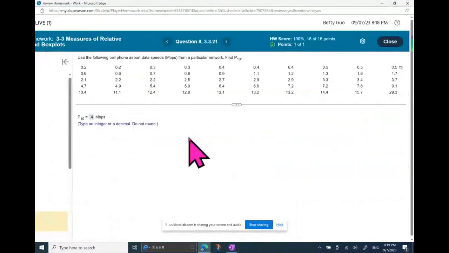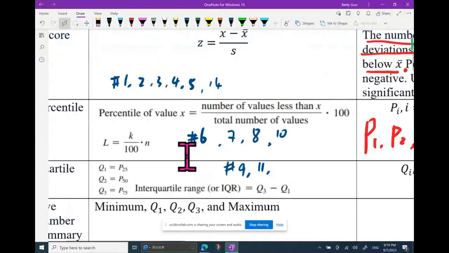Of course, we don't have to always count it, right? We have a formula for that right here. L equals K over 100 times N. L here means location. Let's use this formula. K is 10 because we are looking for the 10th percentile.